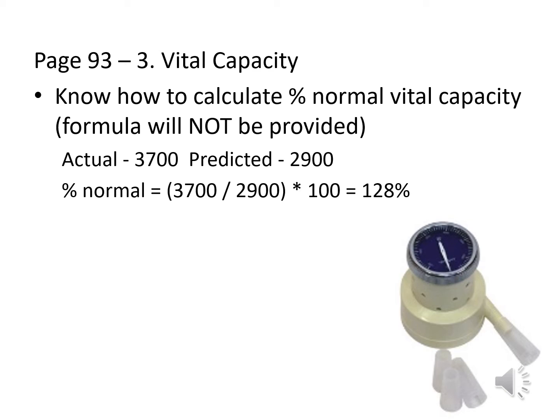My numbers generally run about 3,700 on the little gizmo. That would be my actual number. My predicted number for my height and my age, not telling that one, but the number would be 2,900. So my percentage of normal vital capacity would be 3,700 divided by 2,900 times 100, which equals 128%, woohoo, after rounding a little bit.